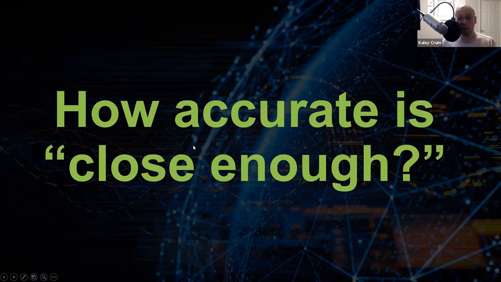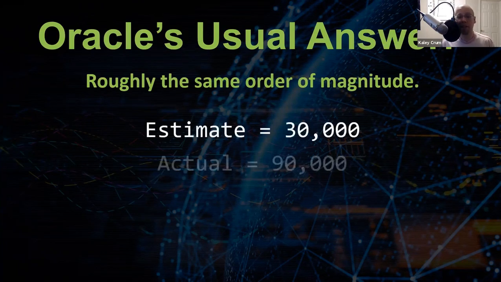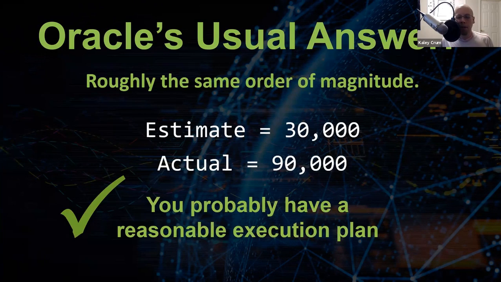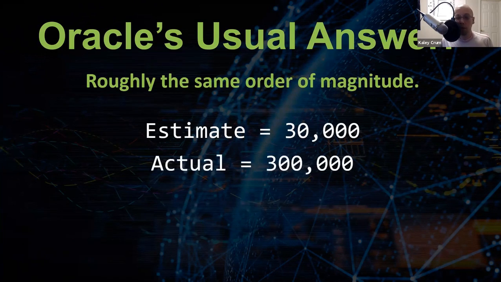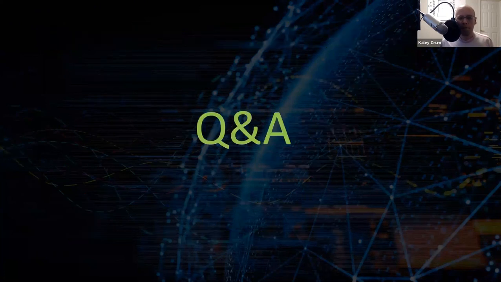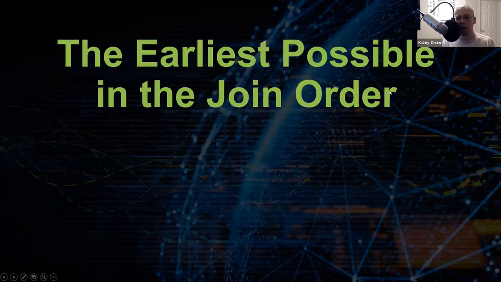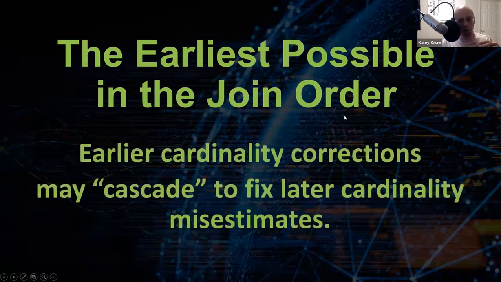I talked about how accurate is close enough. Usually the answer is you want it to be roughly within the same order of magnitude. So if you have an estimate of 30,000 and your actual number of rows is 90,000, that's probably close enough. Okay. But if you have an estimate of 30,000 and your actual is 300,000, okay, well, maybe it's time to adjust the cardinality. Here's another question: if there are multiple cardinality misestimates, which should I go after first? You want to go after the first and the earliest possible in the join order, because if you fix earlier cardinality misestimates, those might cascade to fix later cardinality misestimates.